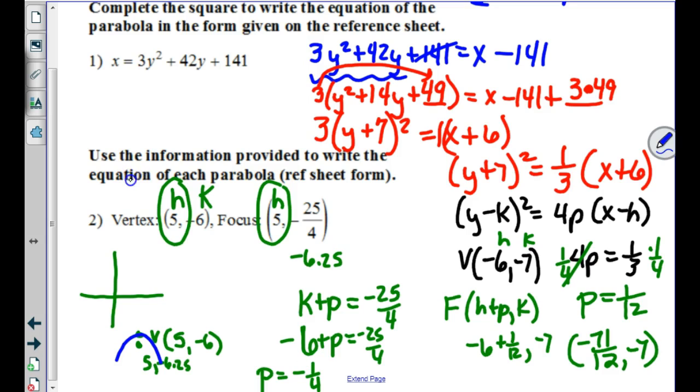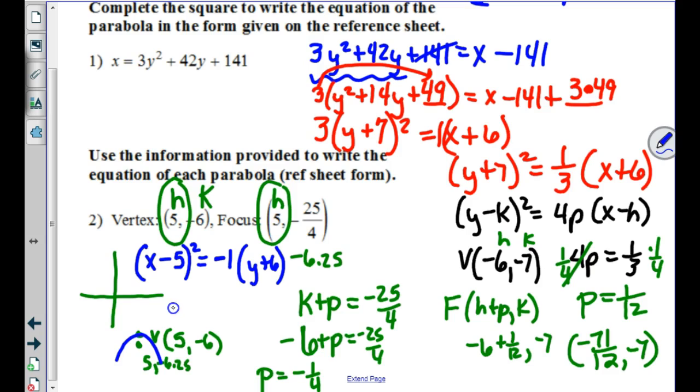Opening down means we start with x minus h squared equals, now we're supposed to put in a 4p. So 4 times -1/4 would be -1. Y minus k would be y plus 6. Okay.